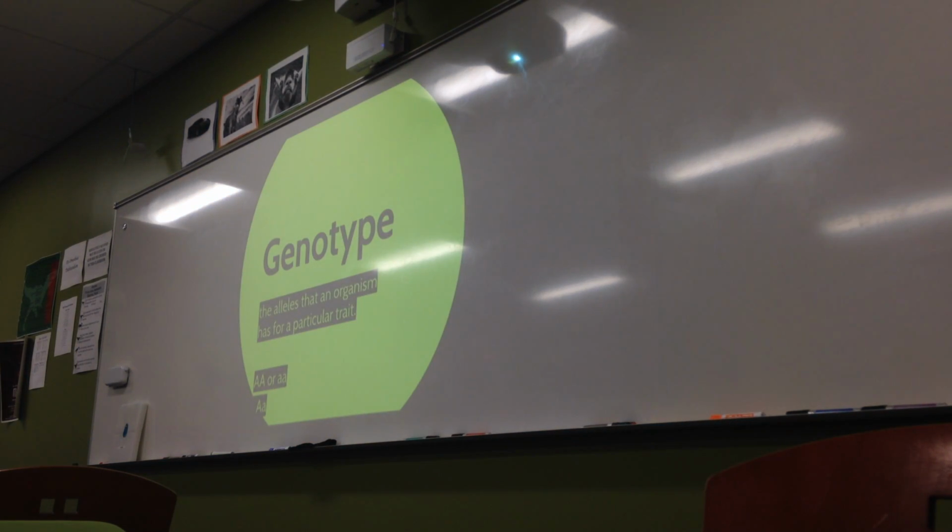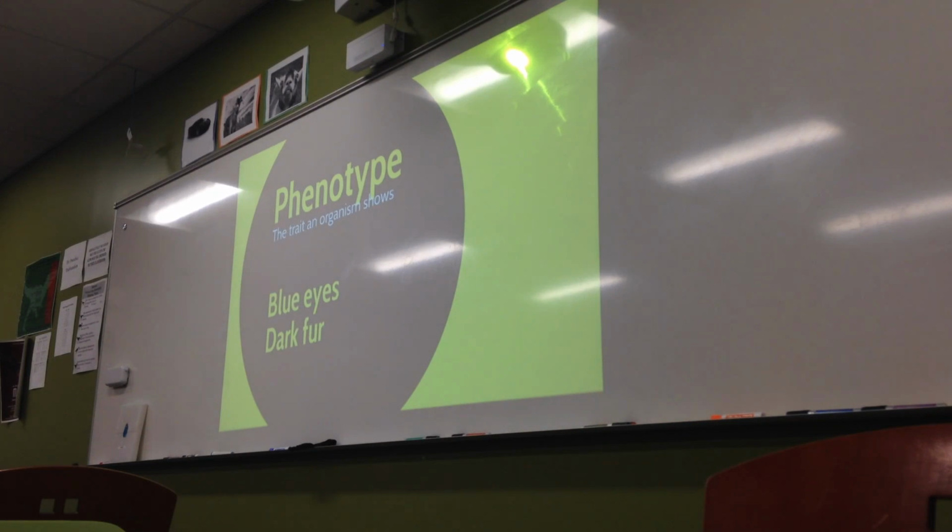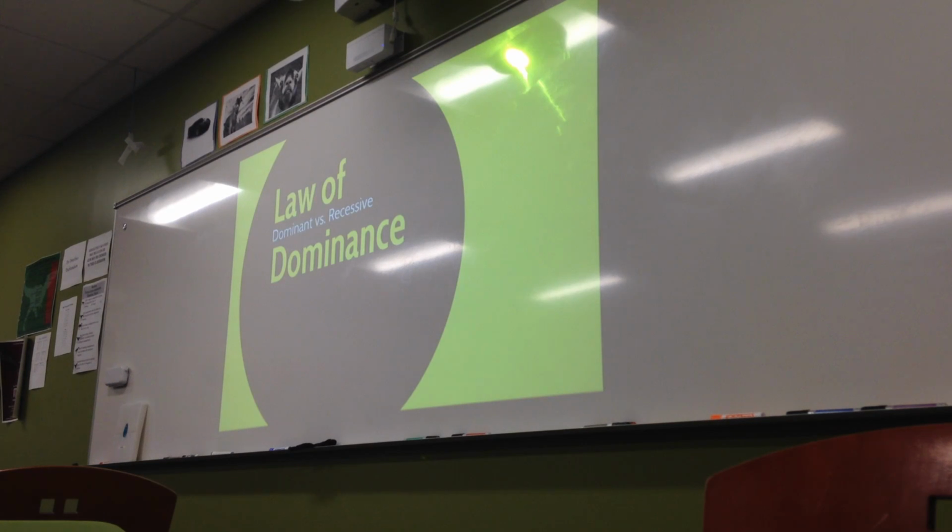Okay, remember, genotype is the alleles that an organism has for a particular trait, and evolution, our definition, is the change in the frequency of alleles in a population. So these genotypes are what we're measuring in evolutionary studies. Phenotype is the actual trait the organism shows, like their fur, like their eyes. The law of dominance. So we have dominant and recessive genes in regular, complete Mendelian inheritance.